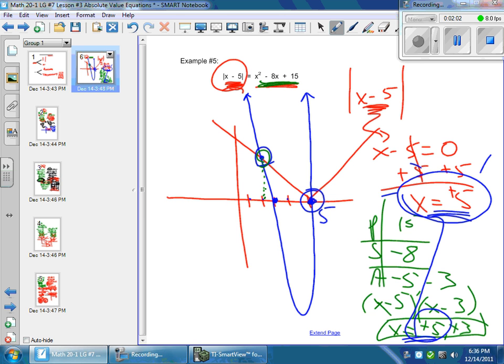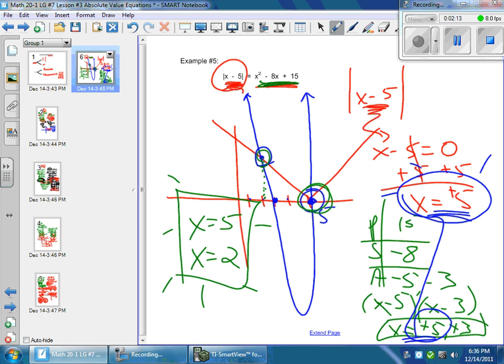So the answers here are x equals 5, which is this intersection point right here, and the other one is x equals positive 2. Remember, you're only interested in the x values because if you look at the original question, there are only x values. There are no y's, and that's how you solve things.